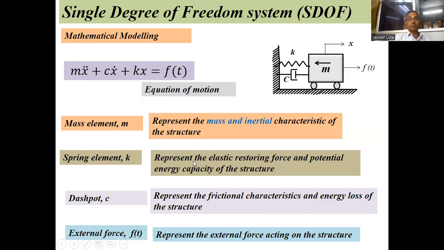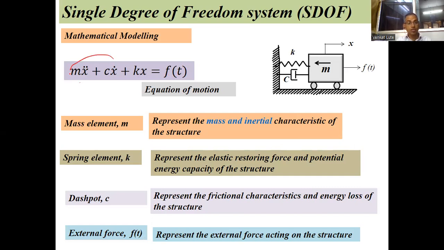So what is the single degree of freedom system? Mathematically, the single degree of freedom system equation of motion can be written as m x double dot plus c x dot plus k x equal to f of t. Here m x double dot is the inertia force, c x dot is the damping force, k x is the stiffness force or spring force, and f of t is the external force acting on the system.